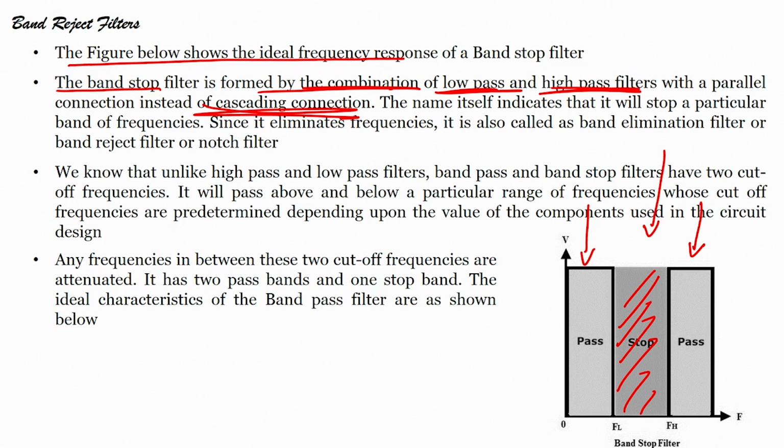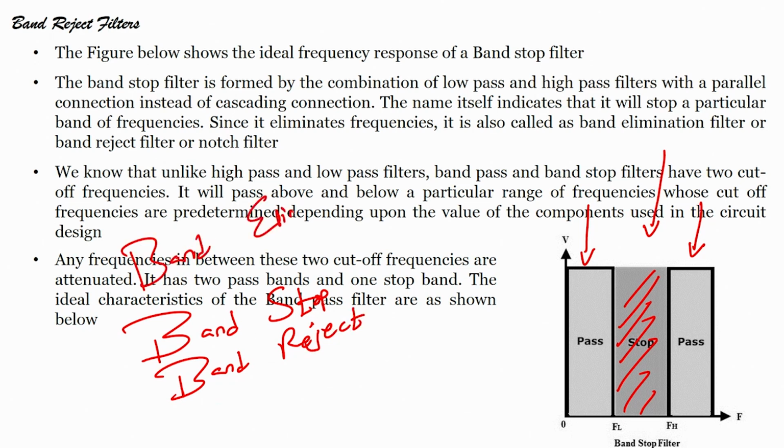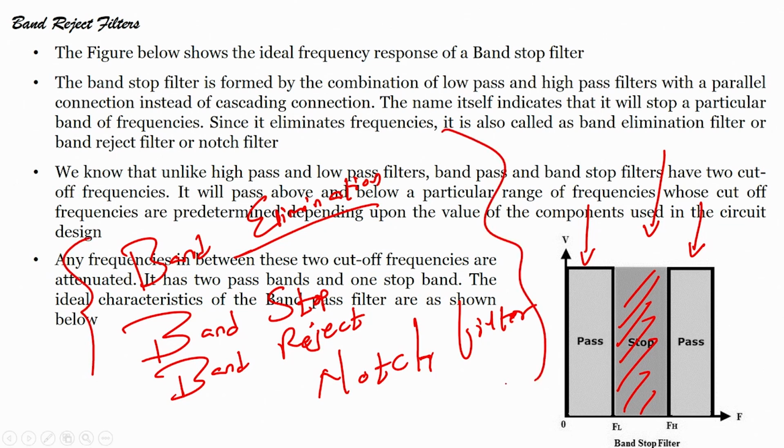The name itself indicates it will stop a particular band of frequency. Since it eliminates frequency, it is also called a band elimination filter, band reject filter, or notch filter. So it has a lot of names. What are the names? Let us write them down. Band stop filter, band reject filter, band elimination filter, also called notch filter. You see, 4 different names for the band reject filter: band stop, band reject, band elimination, notch filter.